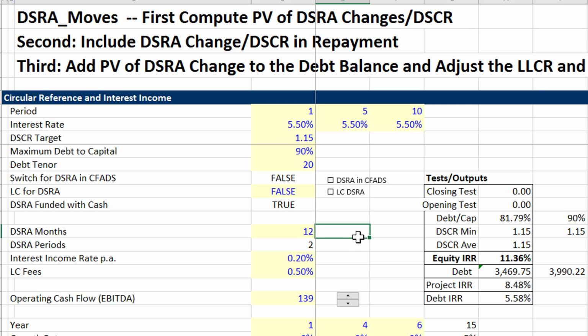And now let's say, so right now we have an 11.36 equity IRR, and now we put a debt service reserve account in. I mean, a letter of credit guaranteed by a parent.